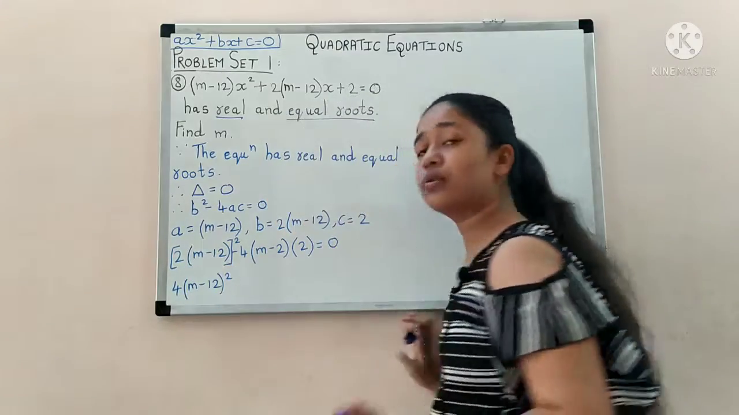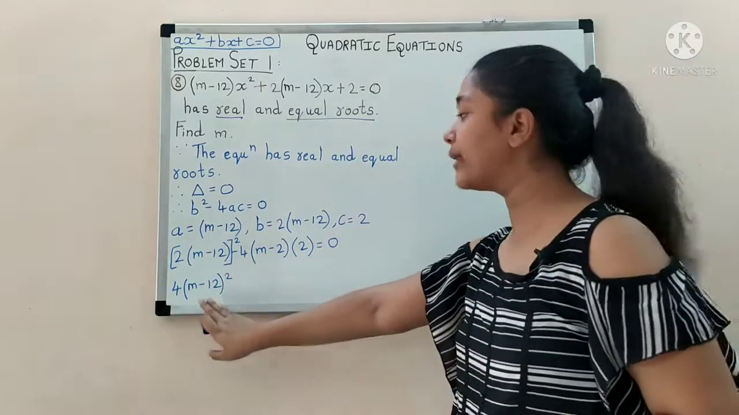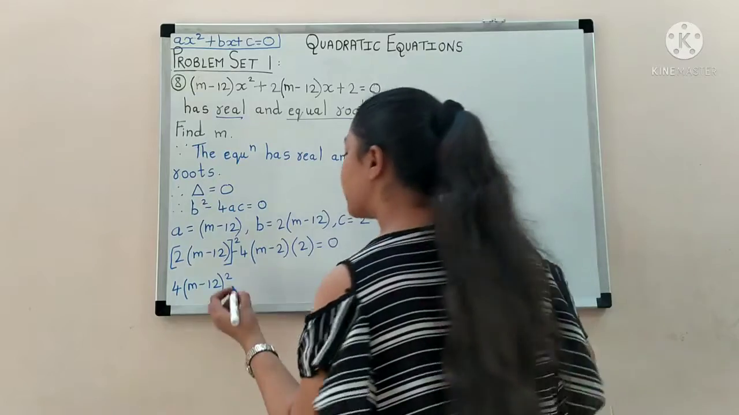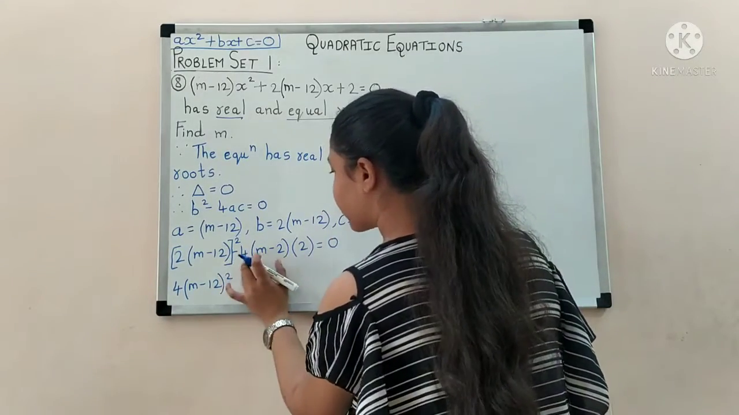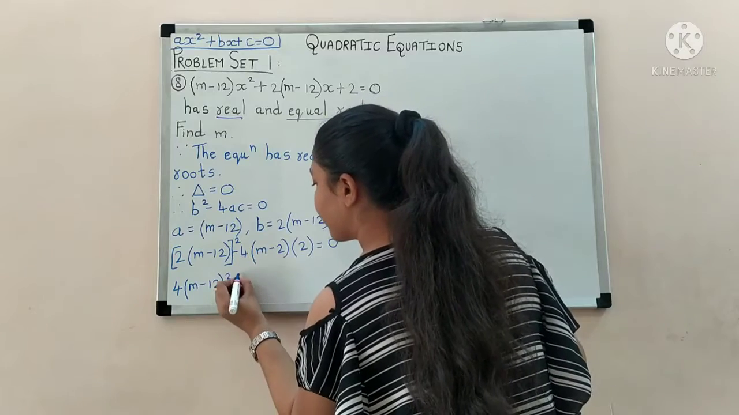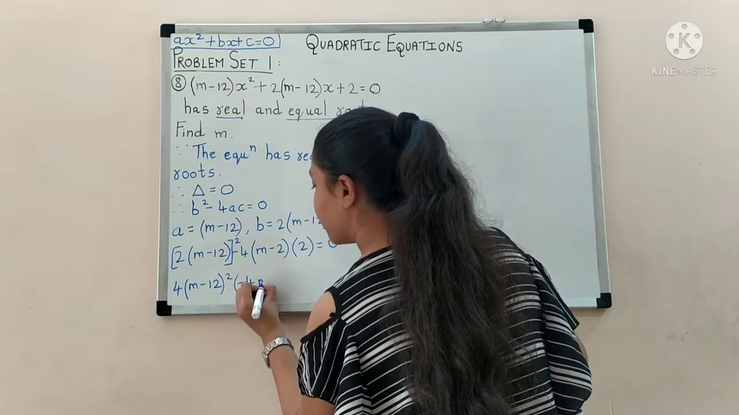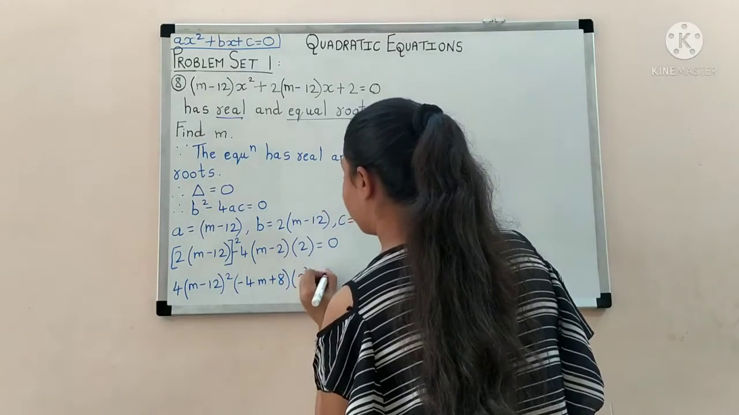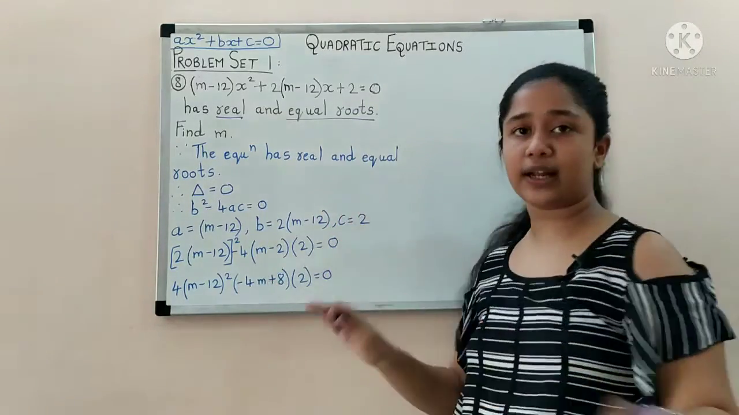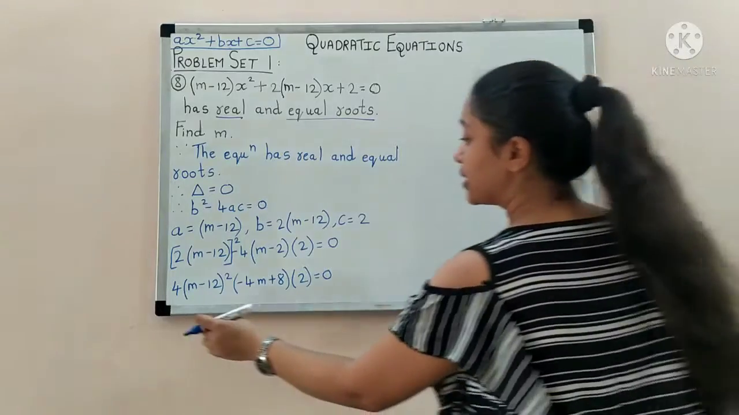Okay, those who can do it directly can solve it here. If you cannot, then write these steps also. So m minus 12 the whole square. Now multiply this 4 first of all with this bracket. So 4m minus 4m plus 4 2s are 8 into 2. I am repeating again, whoever can calculate directly, calculate directly. Okay, now see this 4.